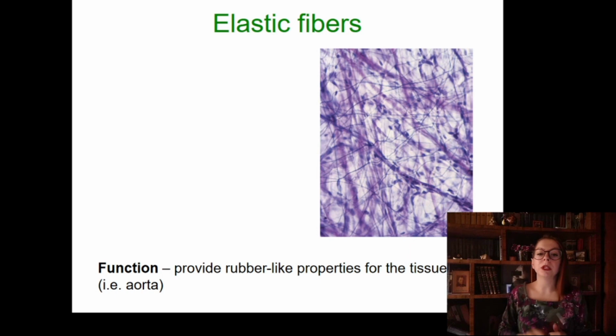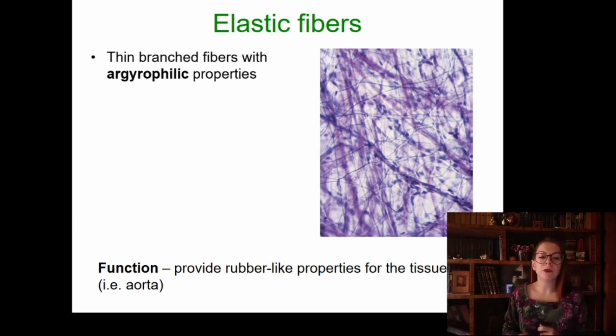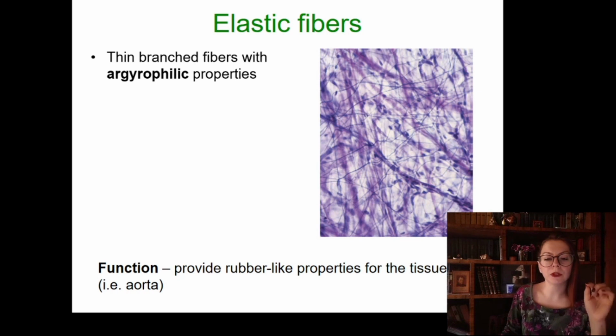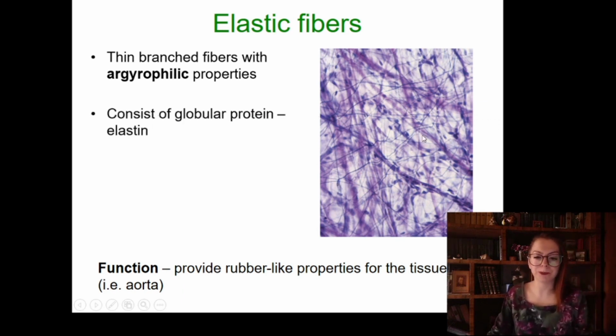Okay, let's move on and talk about elastic fibers. Elastic fibers, their natural color is a little bit yellowish. That's why we can distinguish elastic cartilages or ligaments by the color when they are unstained. They are represented by thin, branched, argyrophilic fibers. So like reticular fibers, elastic fibers are thin, branched, and stained with argentum salts.